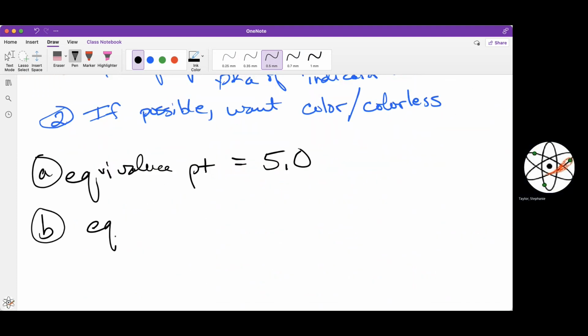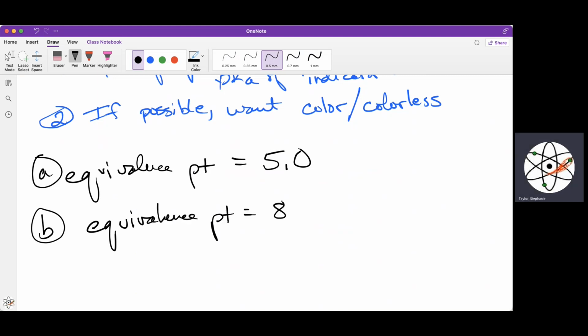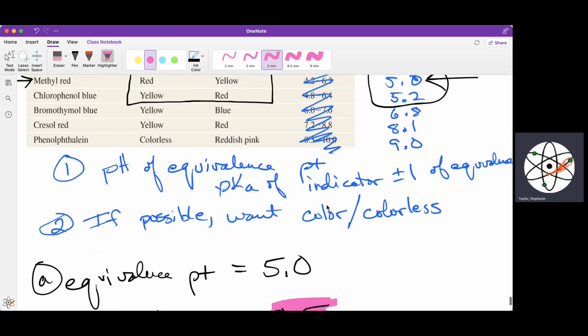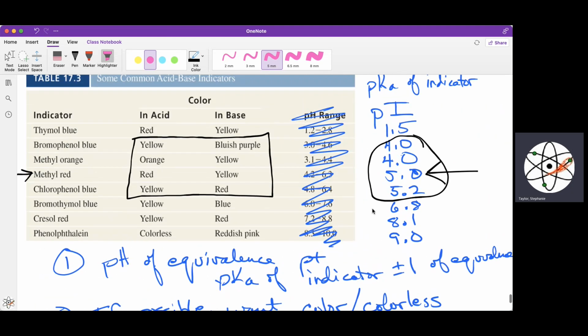Next example. Equivalence point is 8.5. So if my equivalence point is 8.5, I'm going to use a different color. We're going to use a highlighter. Use pink. If my equivalence point is 8.5, I'm getting towards the bottom. These two both look good. Technically, the 8.1 is closer.